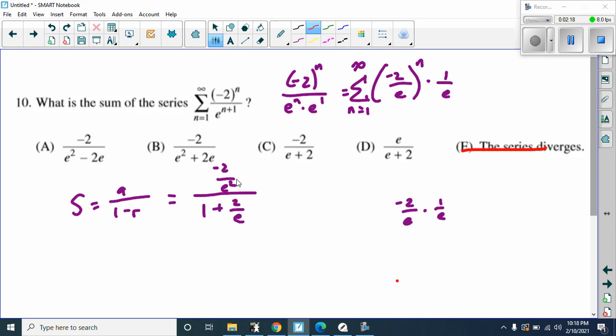To find what it converges to, I'd clear out the fractions. I'm going to multiply the top by e squared to cancel this guy here out. I can do that as long as I also multiply the bottom by e squared. So I get -2 over e squared plus 2e, which is choice B.